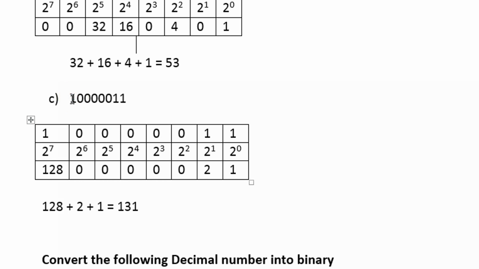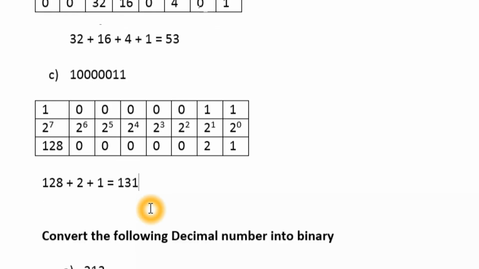And the last one, we have 128, okay, because it's the 8th bit that's on, which is 2 to the power of 7, and then the first two, which is 2 and 1, that's an easy addition. There you go, you got 131.